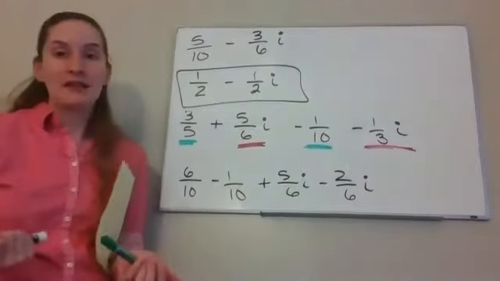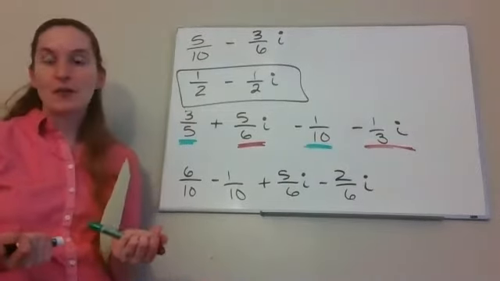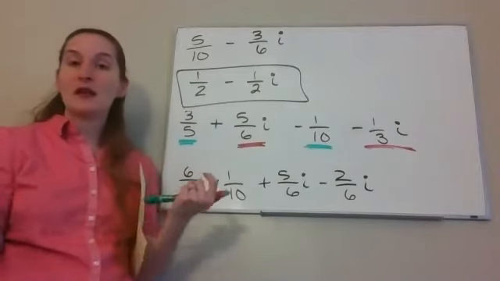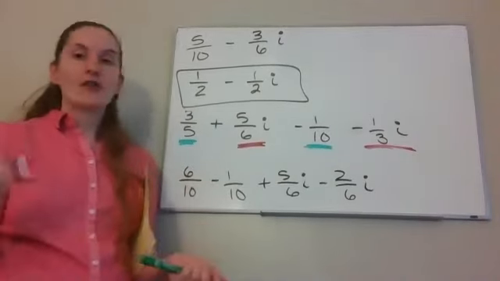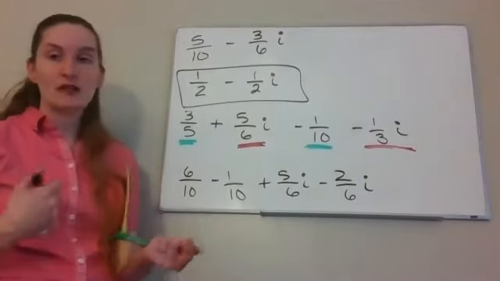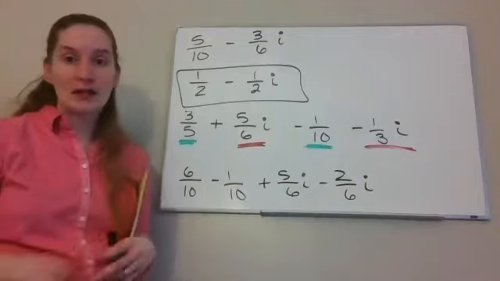So when you're adding and subtracting complex numbers, remember to just combine the numbers that don't have i's and combine the numbers that do have i's. All of our other standard rules apply. You need common denominators when you have fractions, but then you just add and subtract like normal.